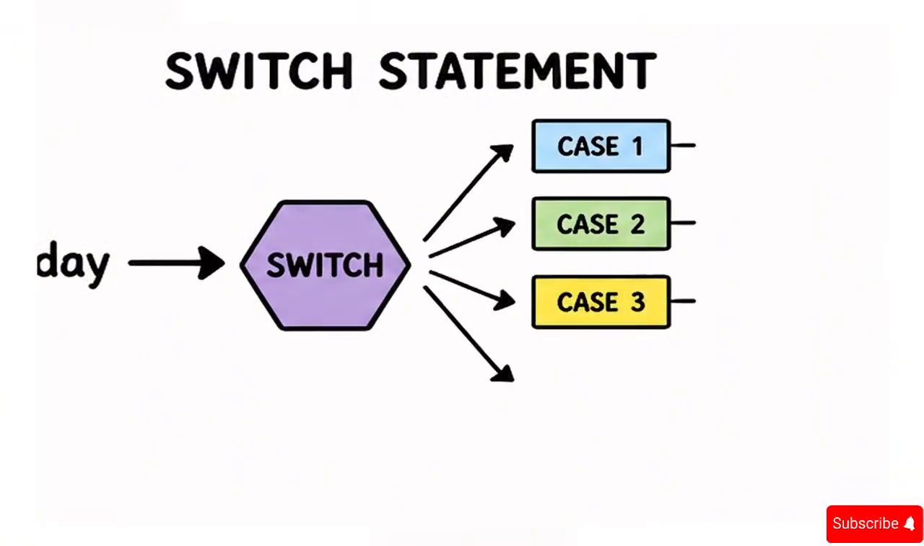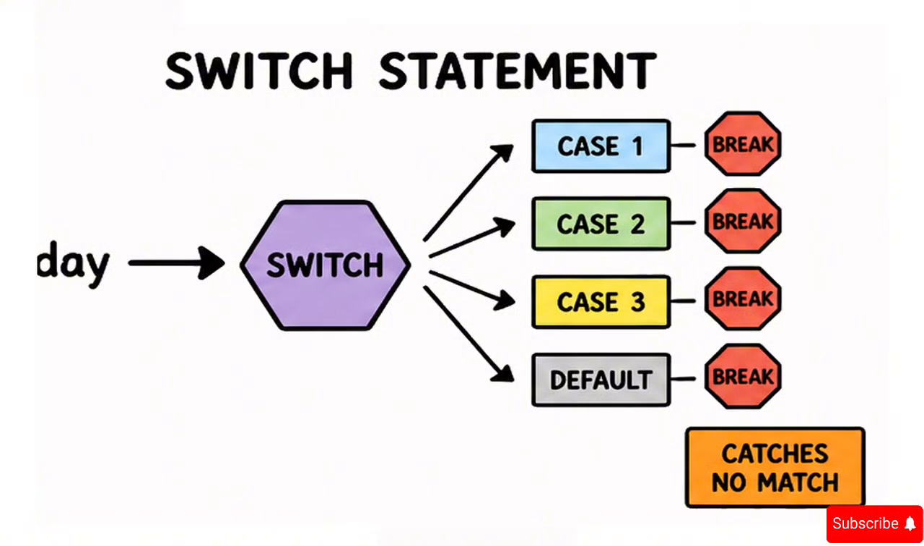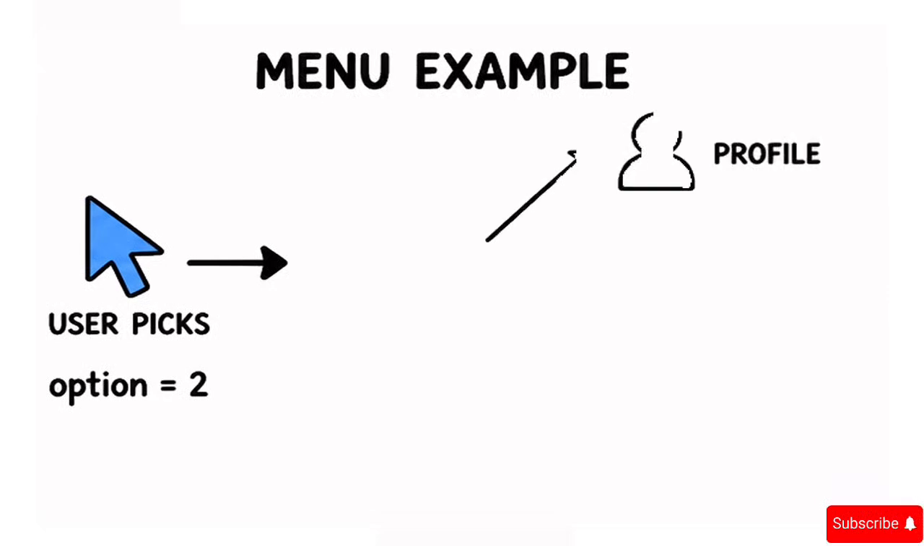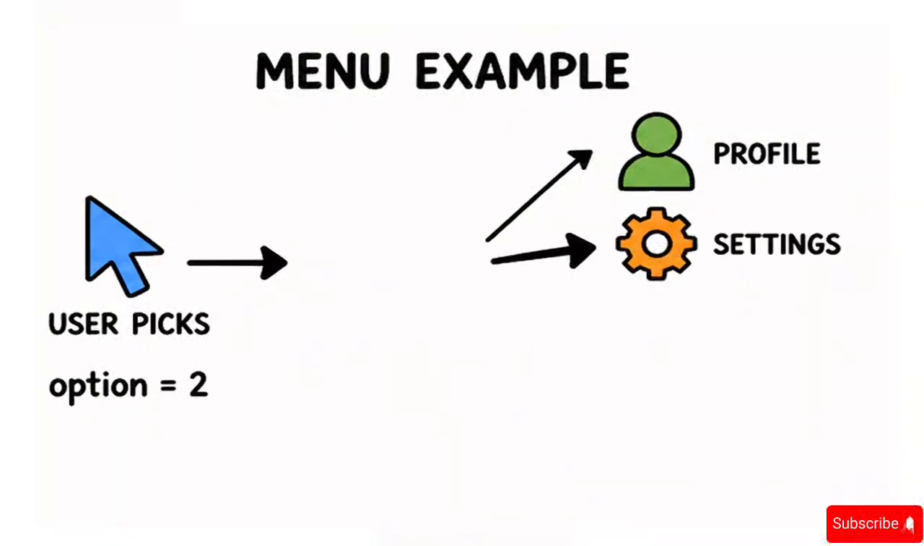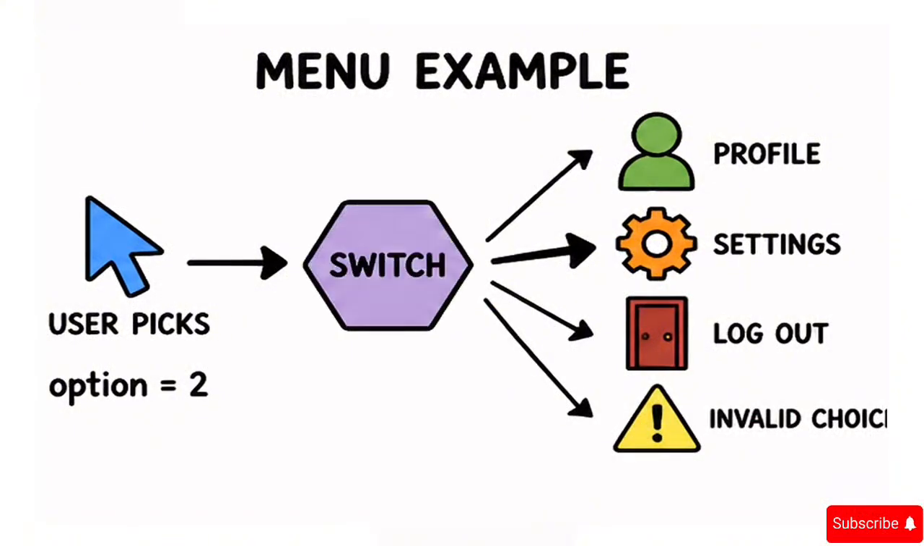It picks a case that matches the value, runs that block, and uses break to stop. A default case catches anything that does not match. Here is a real example. The user picks a menu option. Case 1 shows the profile. Case 2 opens settings. Case 3 logs out. Default prints invalid choice. The switch routes the value to the right action.